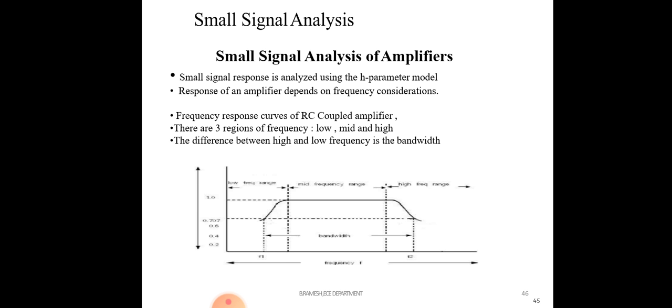When you apply a small, low voltage signal to the amplifier at low frequency, the reactance of the circuit capacitance is high, so the amplitude is low. When you increase the frequency, the gain increases. You can observe it here in the graph. The graph is gain versus frequency. The x-axis is frequency and the y-axis is gain.